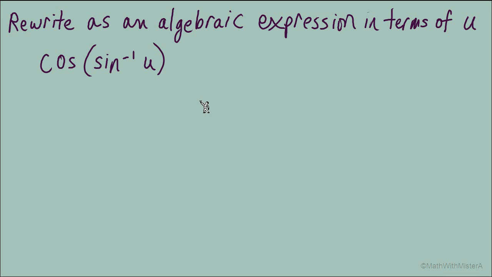We're looking at inverse sine of u composed with cosine function. We want to rewrite this as an algebraic expression in terms of u. Since u is a variable, we cannot locate this point on the unit circle.